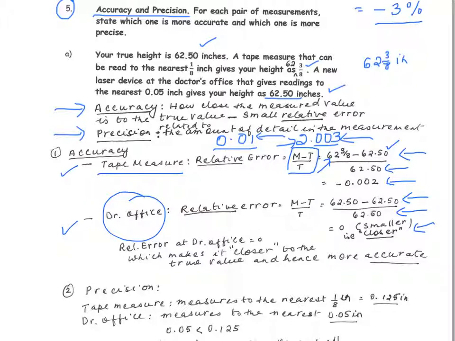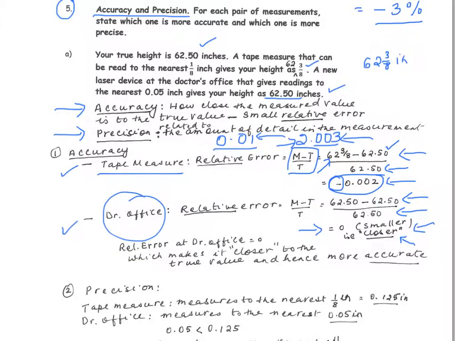This is to just bring to your attention that we want the relative error to be smaller, but really what we want it to be is closer to the true value. Even though negative 0.002 is less than 0, that doesn't make it more accurate. 0 is the value of the measurement that is closer to the true value. So this is an example of why we do not consider the negative sign when we compare two relative errors when we're trying to figure out which of the two is more accurate.